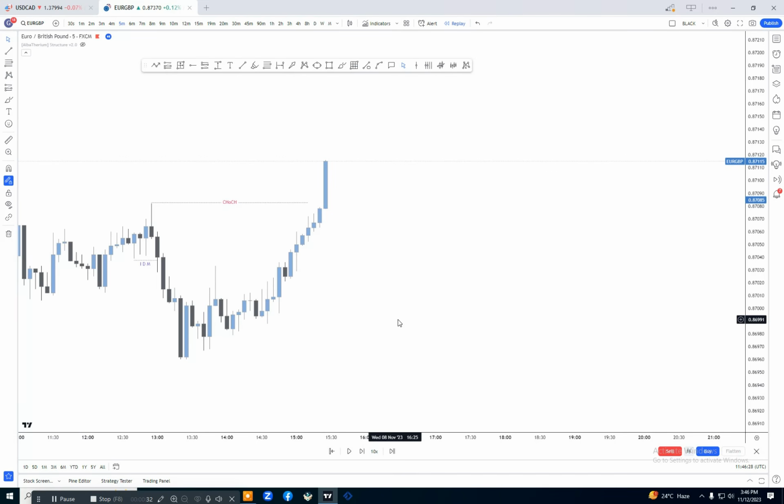There are different strategies to mark a structure, but as all of you know, I am personally a smart money trader. Today I will explain how we can mark a structure using the smart money method.